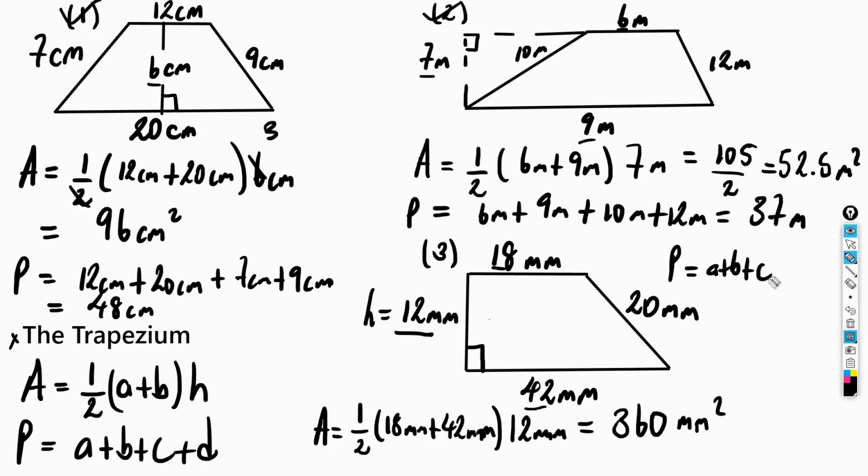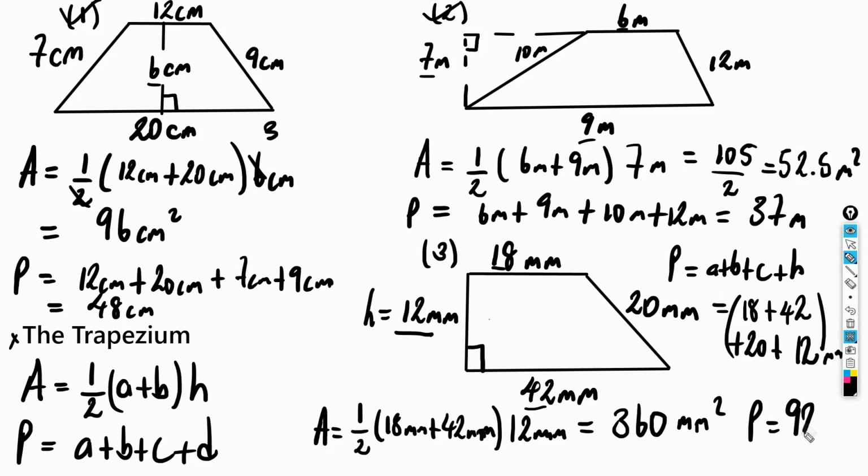Cool. All right, so for the perimeter now, for the perimeter, this should be equal to A plus B plus C plus the perpendicular height in this case, right? Because we're just adding the 4 sides of the trapezium. And in this case, we're going to get 18 plus 42 plus 20 plus 12. Okay, guys? And this should be all in millimeters. And we will end up with 92 millimeters. Okay. All right, guys.